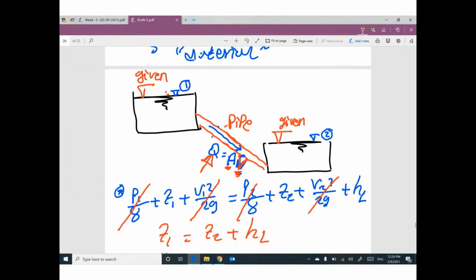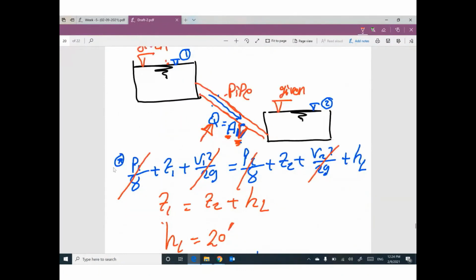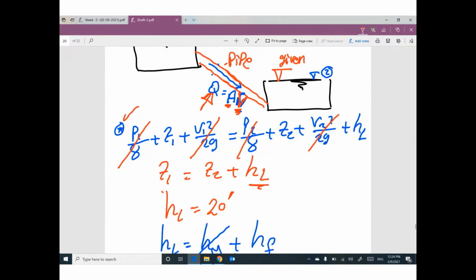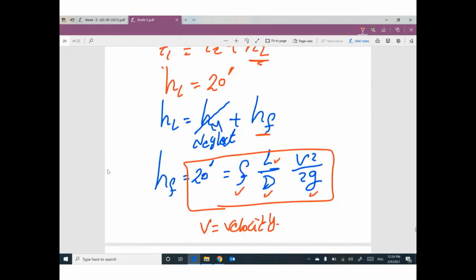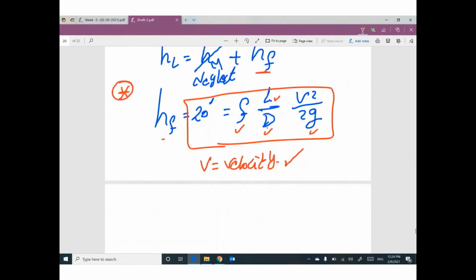This example will be done in 3 steps. The first step, apply the energy equation to figure out the total losses. This total loss will be the same value as the friction losses. Second step, you need to apply the Darcy equation. Friction losses equals F L divided by D times V squared divided by 2G. From this equation, I can figure out the velocity of flow in the pipe. The third step, the discharge in this pipe equals area times V, the velocity that you calculated.